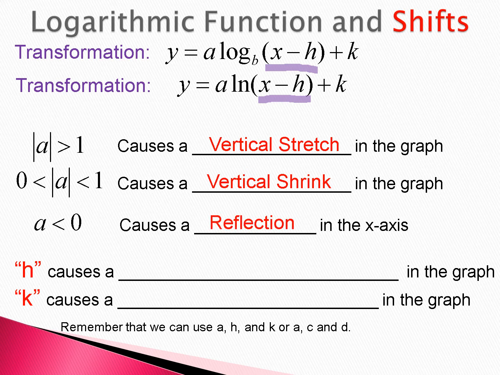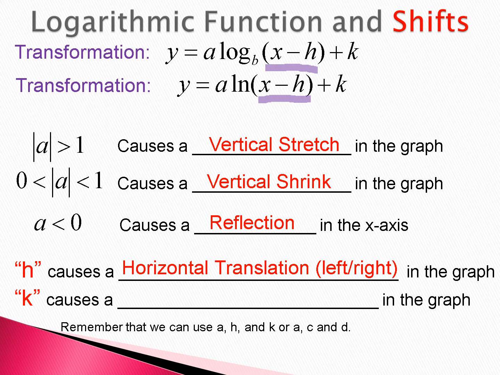Now, h does what h does on any other parent function. It causes a horizontal translation left or right. So if you have minus 7, you would say right 7, inside the parentheses of course. And then k causes us to move up and down. So that's a vertical translation, meaning you go up or down. And then remember, we can use a, h, and k, or if you like a, c, and d, that c and d are the same things as h and k, so it's your preference.